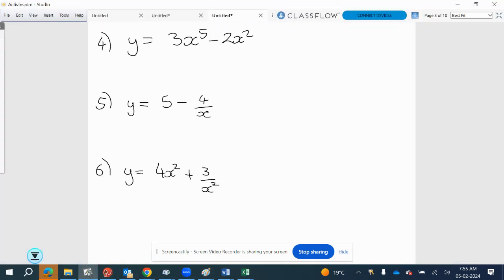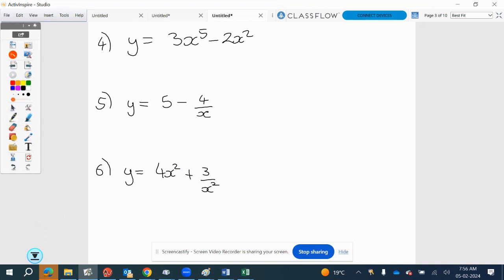Okay, let's continue looking at derivatives. To remind us of the derivative formula, the derivative of x to the n is equal to nx to the n minus 1. For finding the derivative of y with respect to the variable x, this first one, what do we get here? Yes, 15x to the power of 4 minus 4x. Excellent.